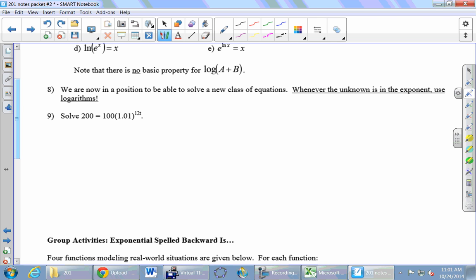Okay, so the goal is to solve for t. It's in the exponent, which means that anytime the unknown is in the exponent, logs are the right tool. But we don't take logs yet. First, we have to get the exponential part by itself. So that 100 is in the way. Let's divide both sides by it to just get 2 equals 1.01 to the 12t.